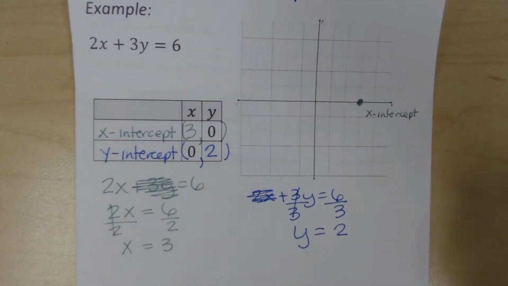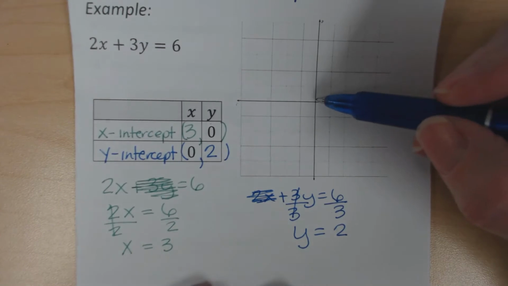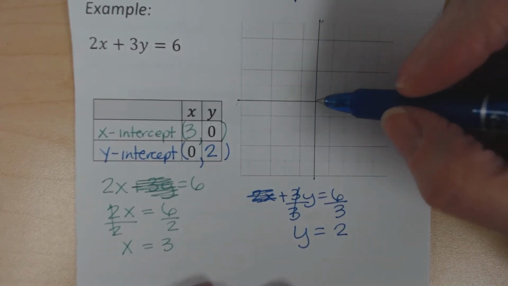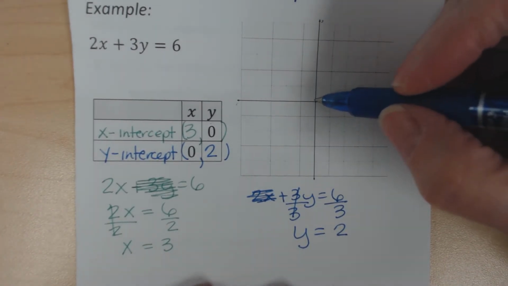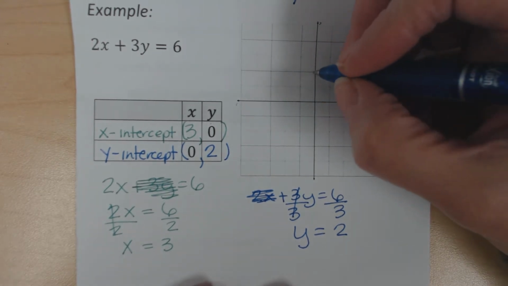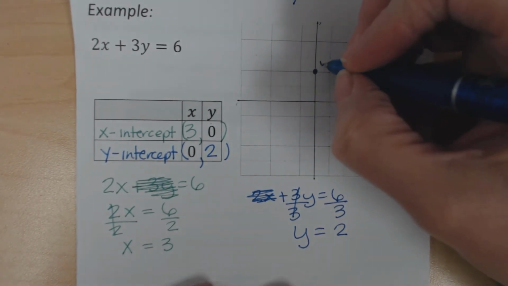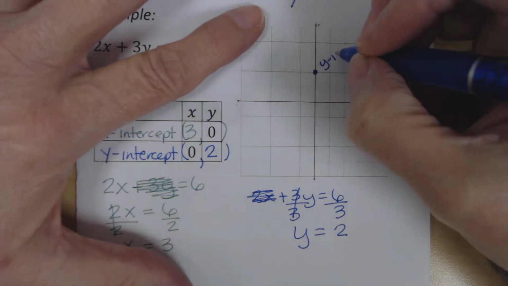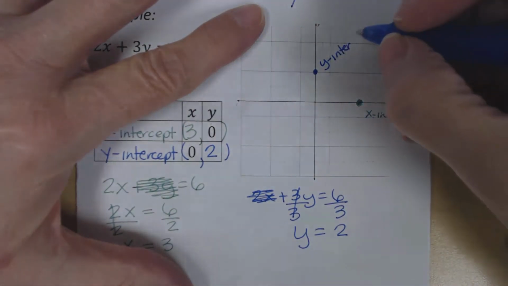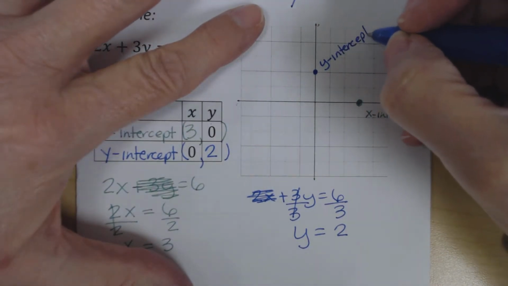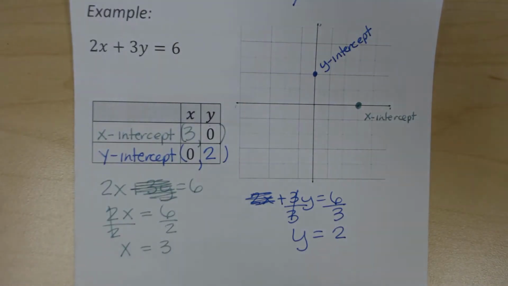I'm going to do the same thing with the y-intercept. My x value is 0. I don't go left or right any at all. I just go up 2 places. And here is my y-intercept. Please remember at any time to pause if you need to.